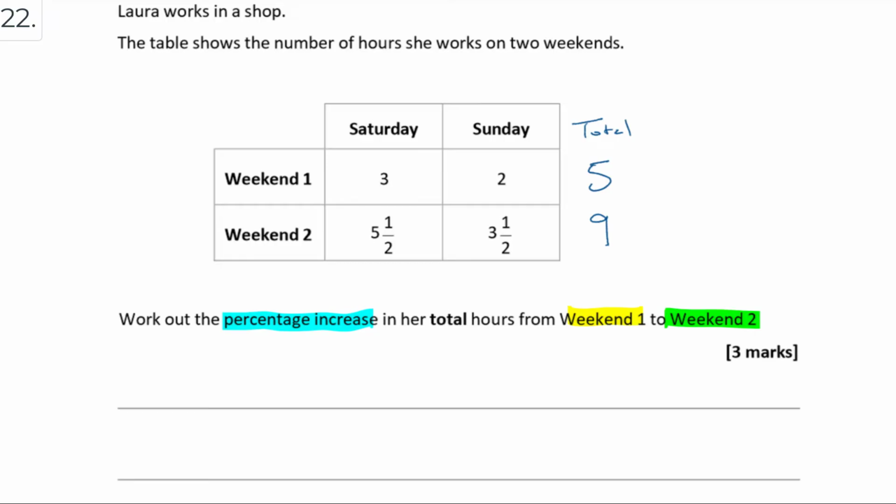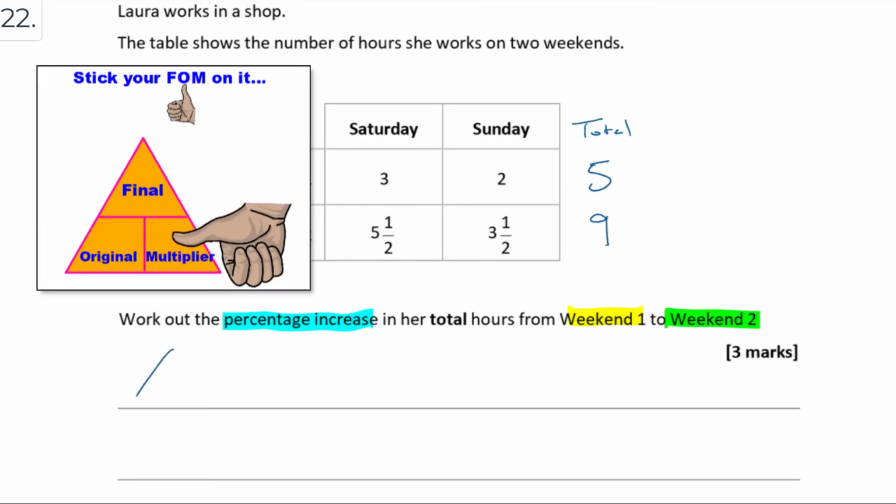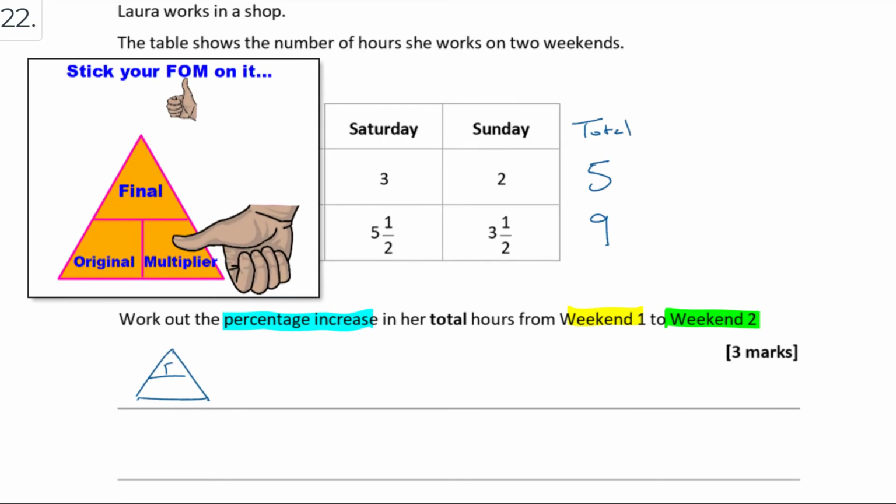So I like to do these with a little triangle. Final, original, multiplier. So my method involves just identifying what these three things are from the question and then popping it into the formula and working through to the answer. Okay, so we want the percentage increase. Now the percentage increase is, well, it's the multiplier one, isn't it? The multiplier is the percentage written as a decimal. So we want to find that one. That's the one we don't know. Okay, and that's the one we want to find.